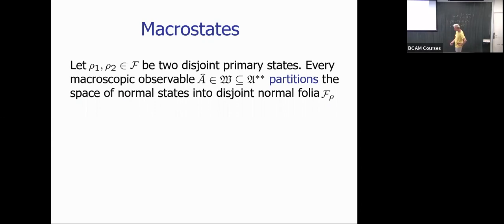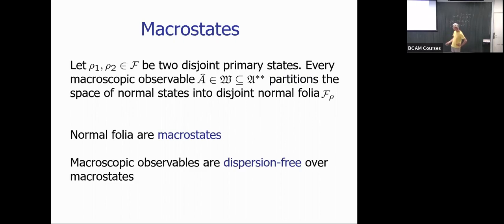And now we see that we also obtain this kind of partition in the pure quantum case. So let rho 1 and rho 2 be two disjoint primary states in the folium. And then we evaluate a macroscopic observable of the W-star algebra. And this partitions the space of all the normal states into disjoint normal folia. So now we are able to identify these normal folia with the macro states. Normal folia are macro states in the quantum picture. And additionally, when we evaluate macroscopic observables, it appears that these are dispersion-free over macro states, and this gives rise to these thermodynamic observables. Because when a state is dispersion-free with respect to an observable, it should be a classical state, and then we can generate such a classical phase space picture for thermodynamic variables. That's the point.